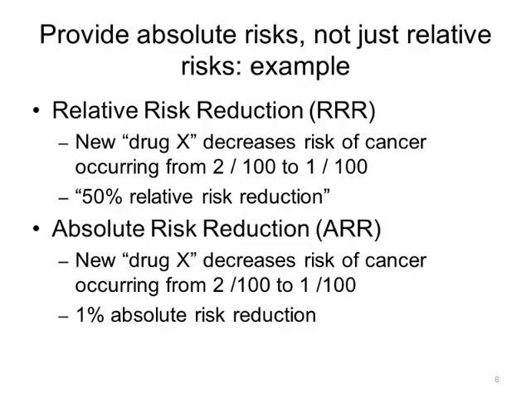Here is an example of how to provide absolute risks, not just relative risks. Let's say there is a clinical trial evaluating a new drug X that will prevent some type of cancer, and 200 participants have signed up. In the control group, 100 participants received a placebo pill, and 2 developed breast cancer. In the treatment group, 100 people received the drug, and only 1 person developed cancer. The 2 groups are compared. 2 developed cancer in the control group versus 1 in the treatment group, resulting in a 50% reduction in cancer.